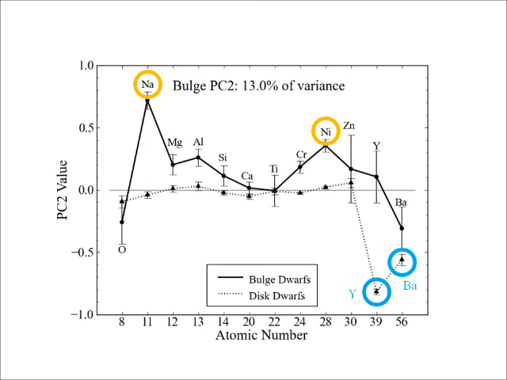These stars live roughly a gigayear, much longer than the approximately 10 megayear lifetimes of the type 2 supernova progenitors that give rise to the sodium-nickel correlation in the bulge PC2. This discrepancy suggests that the bulge is formed more rapidly than the local disk.